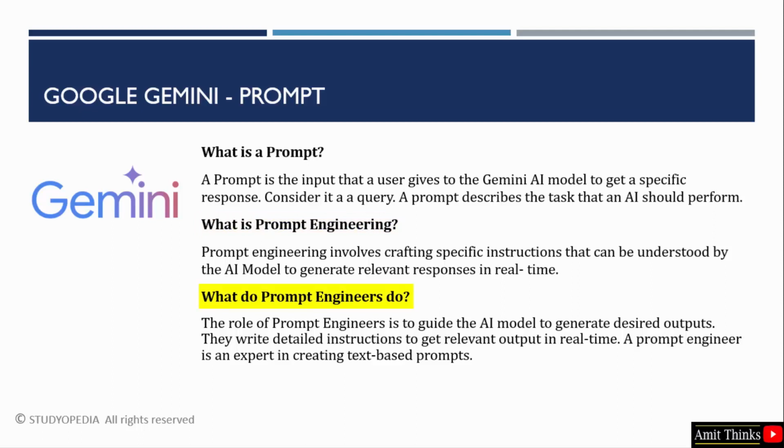They basically write prompts. You can consider a prompt engineer as an expert in creating these text prompts. So prompt engineers basically guide the AI model to generate desired outputs. If the prompt engineers won't write correct prompts, then the results can be misleading. They need to write a prompt with detailed instructions so that the AI model can understand and generate relevant output in real time.